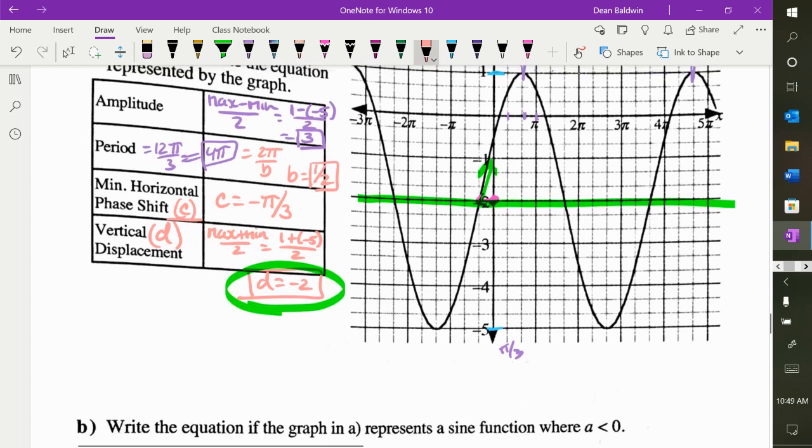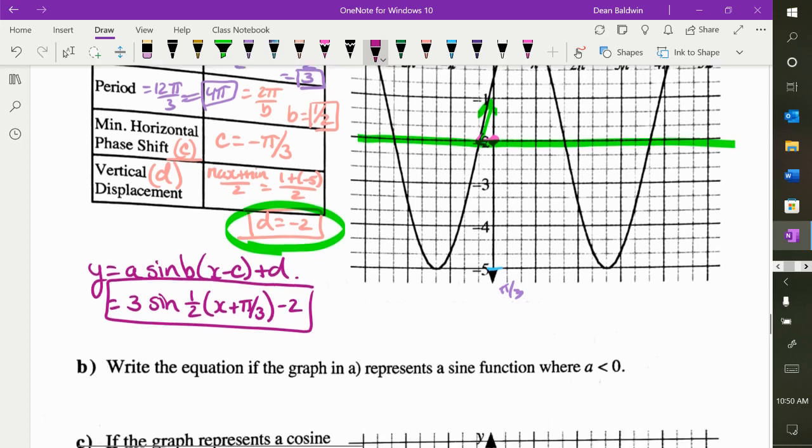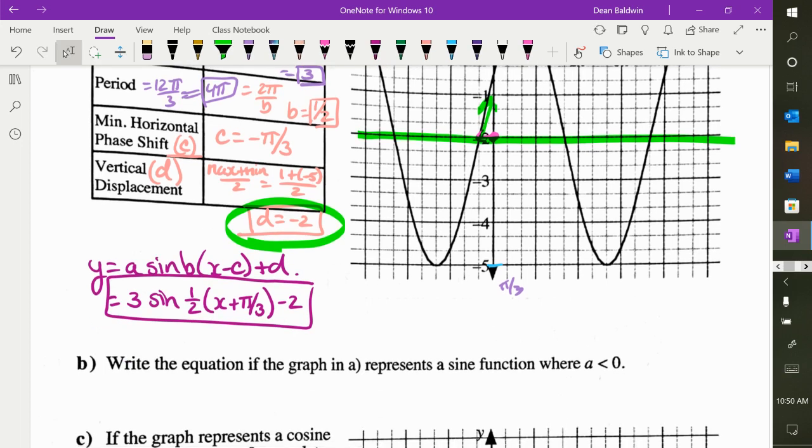All right, now you just got to plug it all into the equation, which is y is equal to a sine(b x minus c) plus d. Our a value is 3. What's our b value? A half. Our c value is negative pi over 3, so plus pi over 3, and our d value is negative 2. That's the equation. 3 sine(1/2 x plus pi over 3) minus 2.